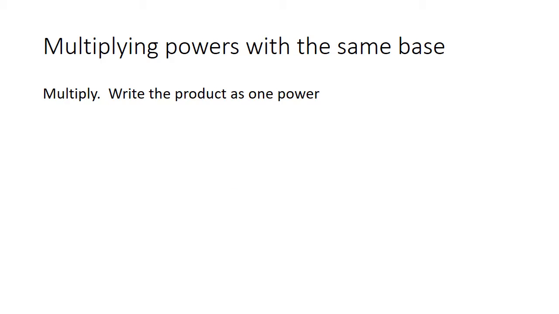So let's try that. We're going to multiply and we're going to write the products as 1 power. So if we have 3 to the 5th times 3 squared, what would that be? The same base, so we're going to add the exponents. We can simplify that as 3 to the 7th. Let's try 8 to the 10th times 8 to the 10th. We're just going to add those powers because our bases are the same. So it would be 8 to the 20th.